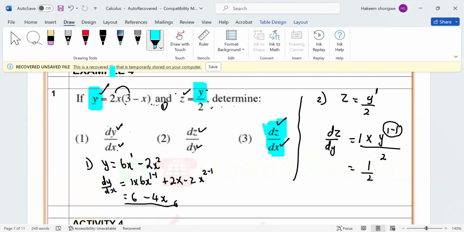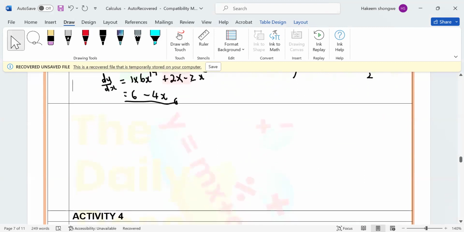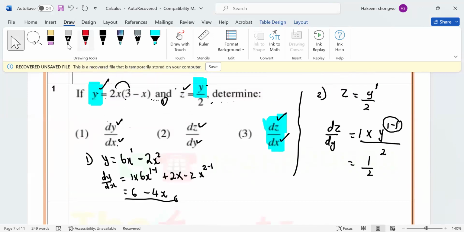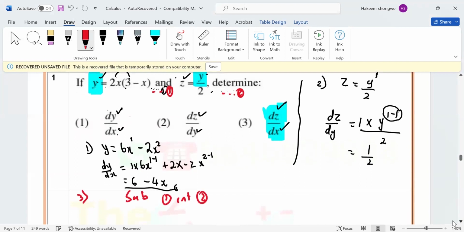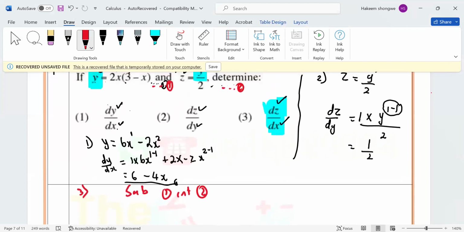Can we do that? Okay, let's try it. We are going to make y the subject. We can call this one equation number 1, and then we call this one equation number 2, and this is number 3. We sub 1 into 2. Now, if you were to sub 1 into 2, what are you going to have?